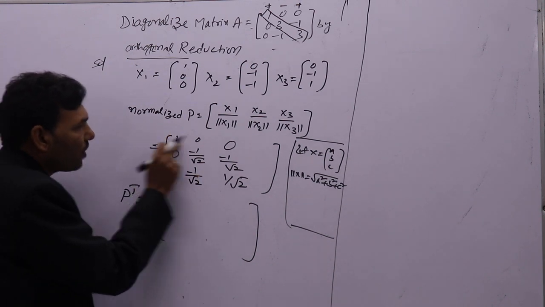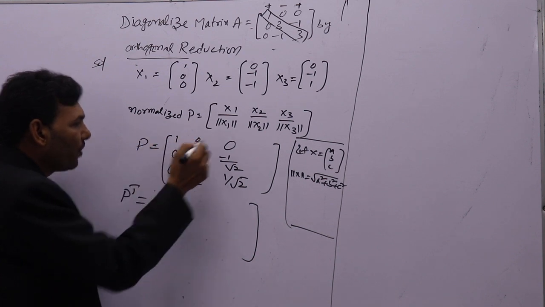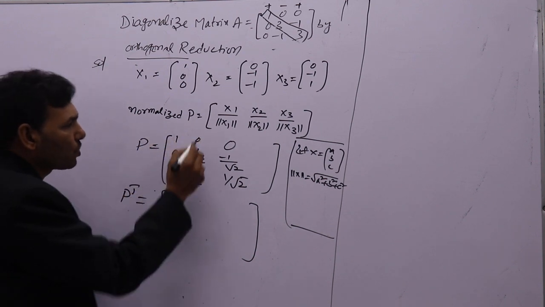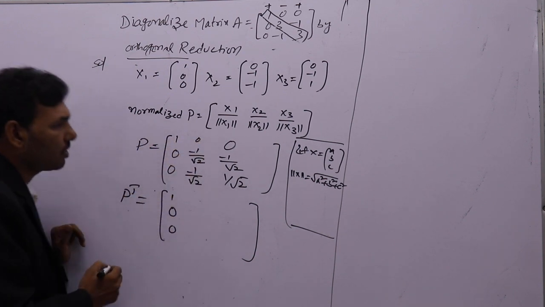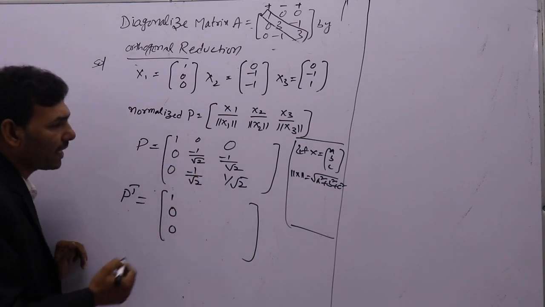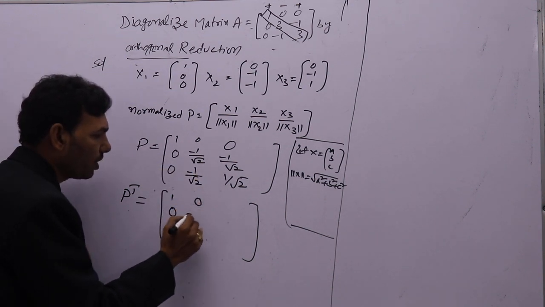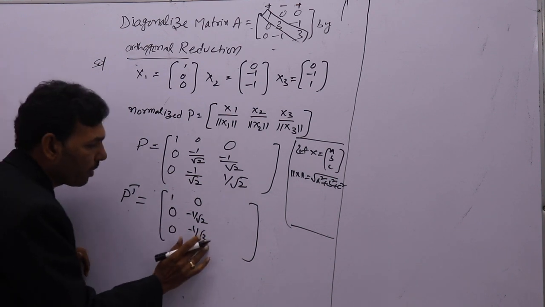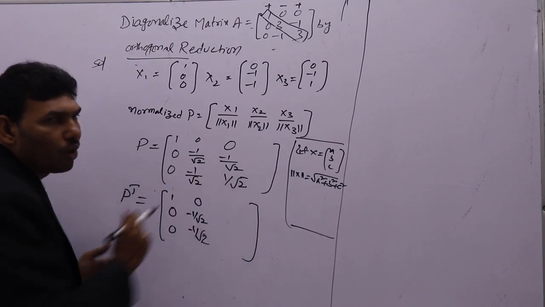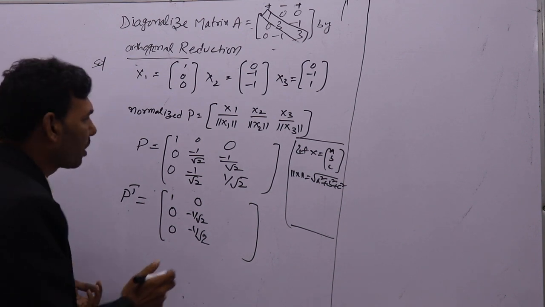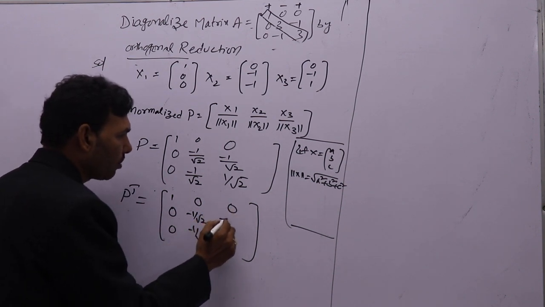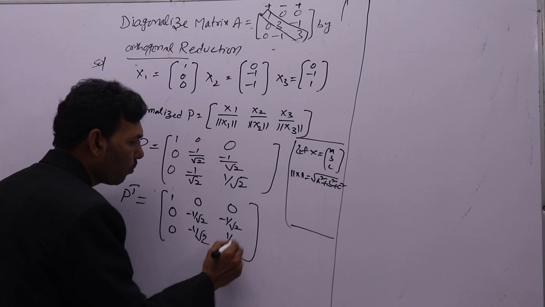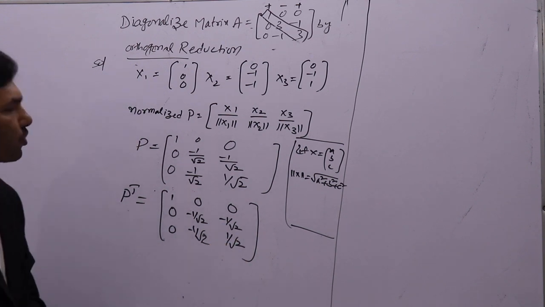That means the first row in P matrix will be the first column in P transpose. First column like this. The second row you need to make the second column: 0, minus 1 by root 2, minus 1 by root 2. Then 1 by root 2. The third row you need to write as the third column: 0, minus 1 by root 2, 1 by root 2. This is P transpose.